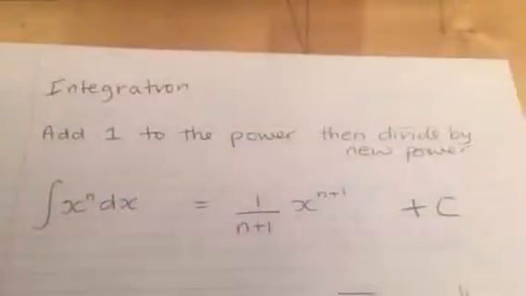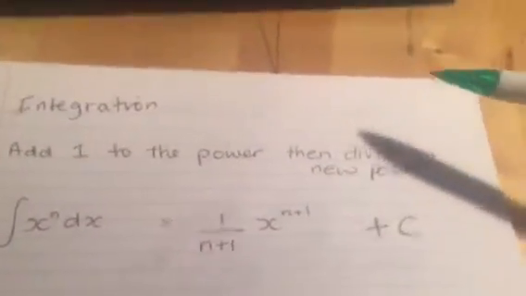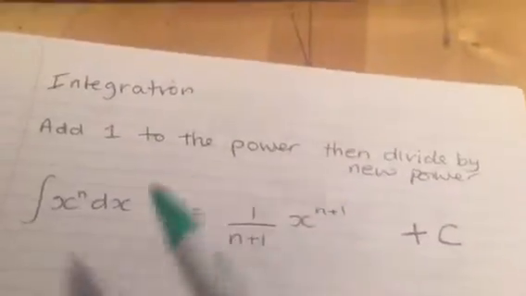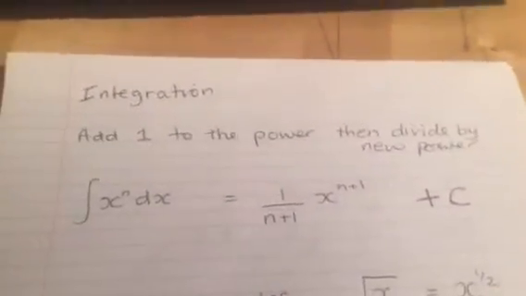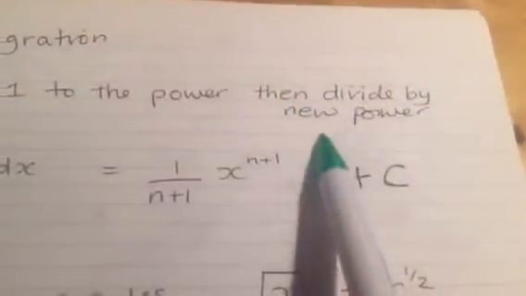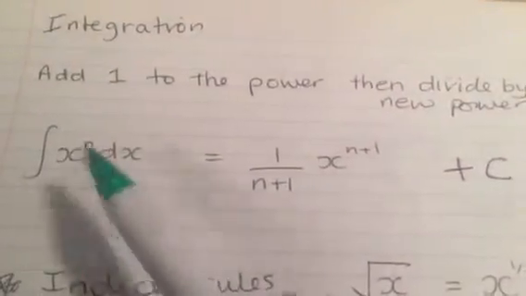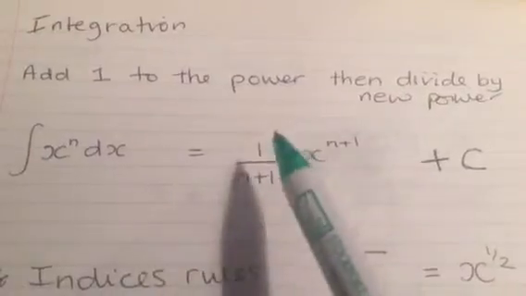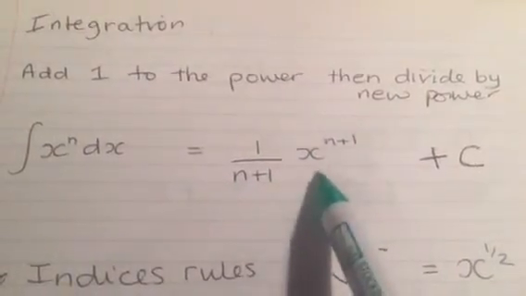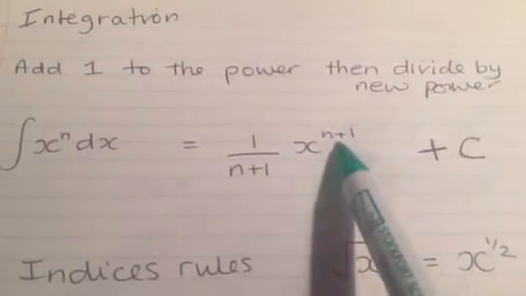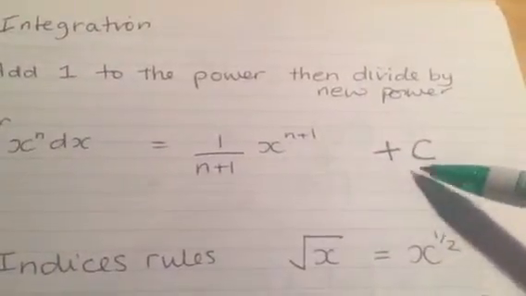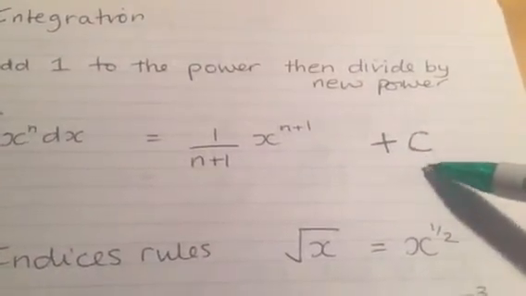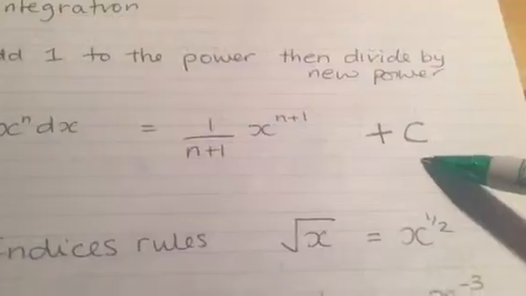Integration in C1, you need to learn the basic formula. So either in words, to integrate, you add 1 to the power and then divide by the new power, or you learn it with the form that if you're integrating x to the n, you'll get 1 over n plus 1 x to the n plus 1. And always, always, always remember your plus c at the end.